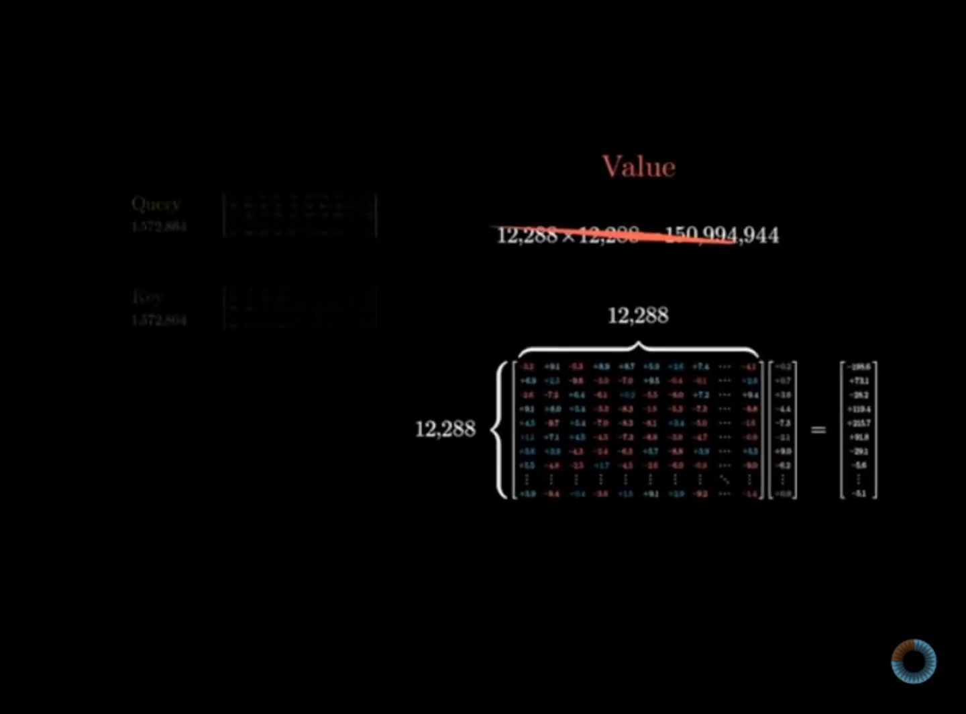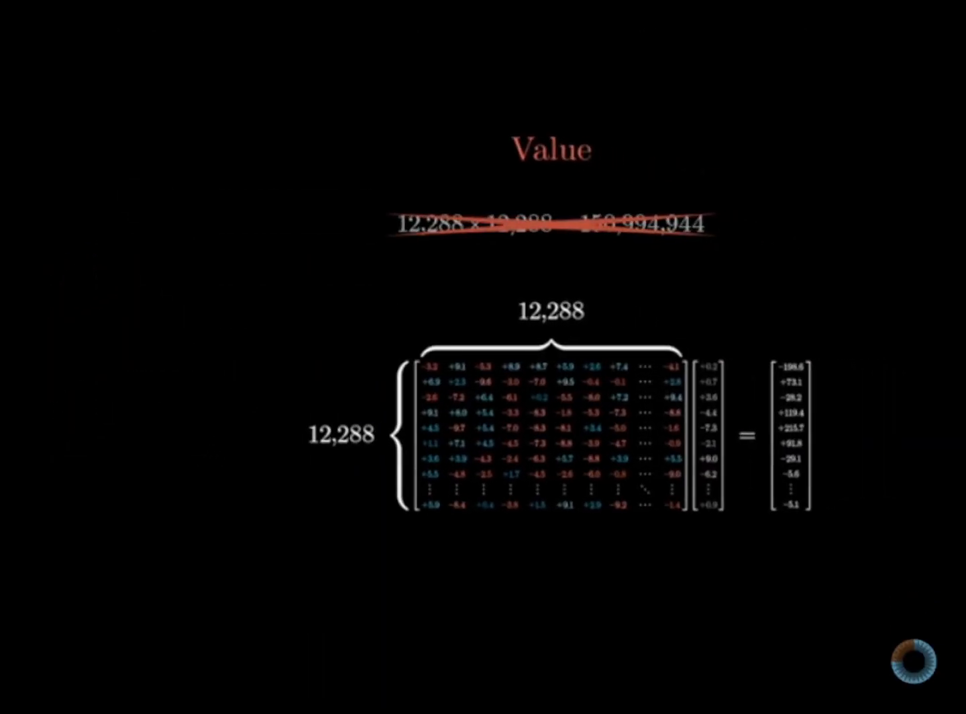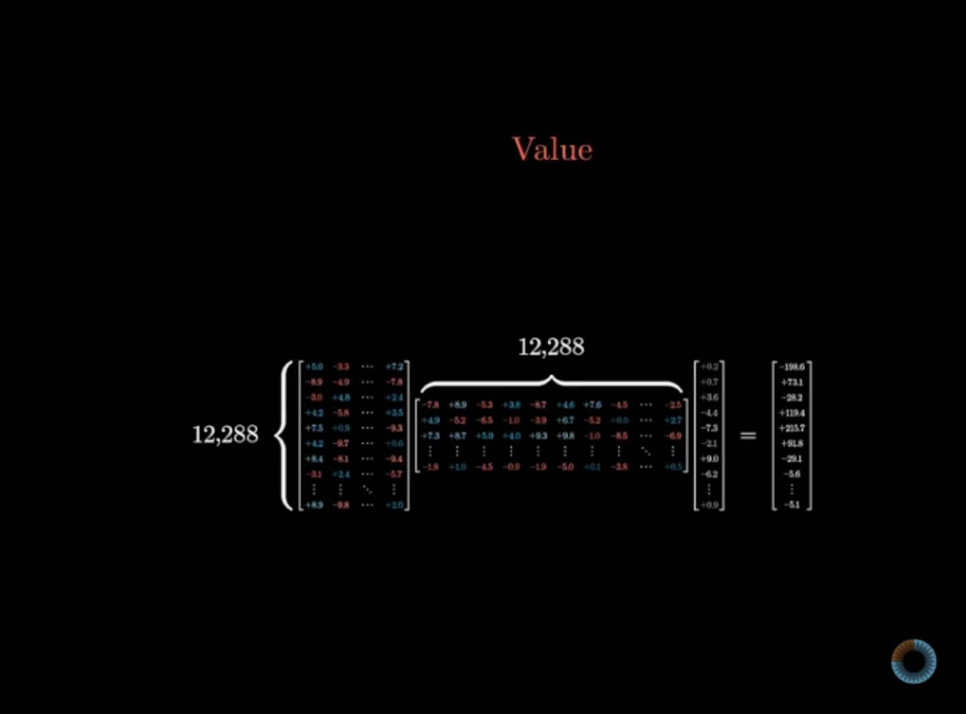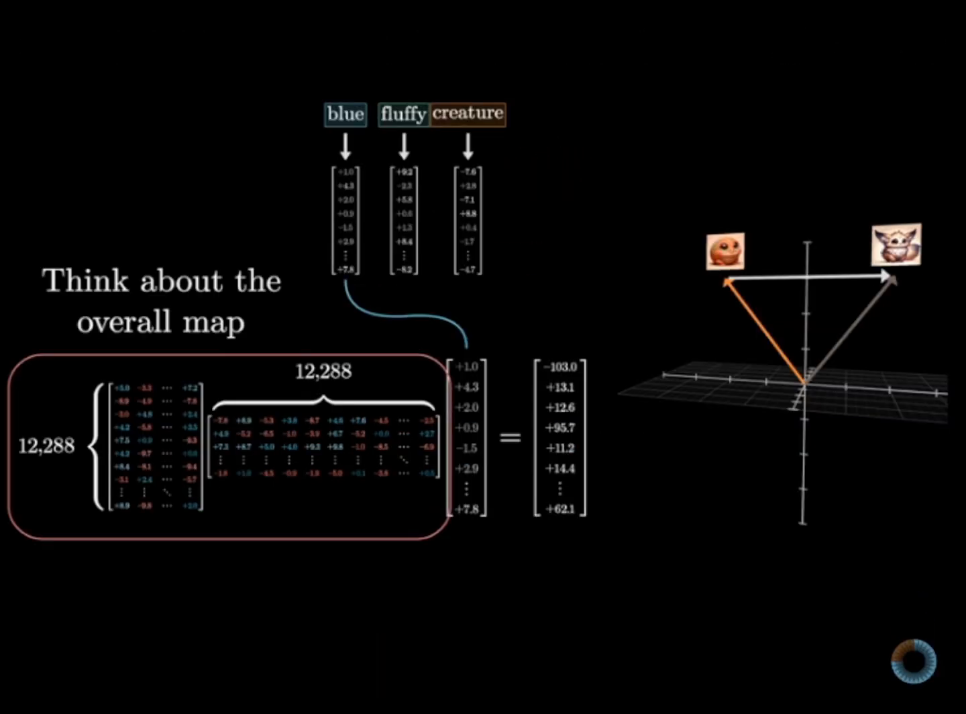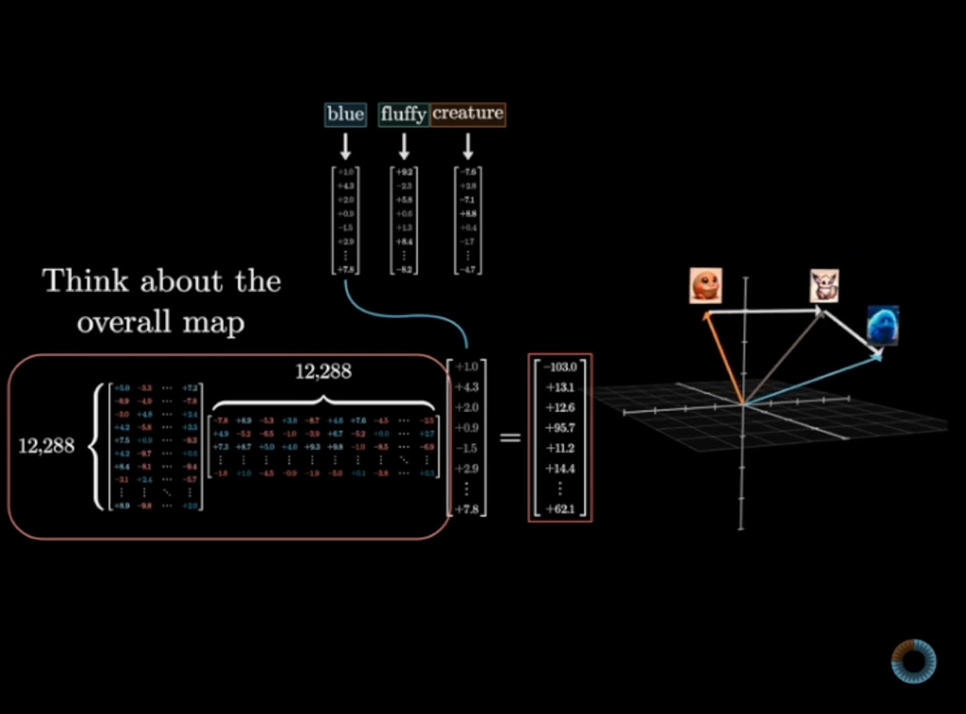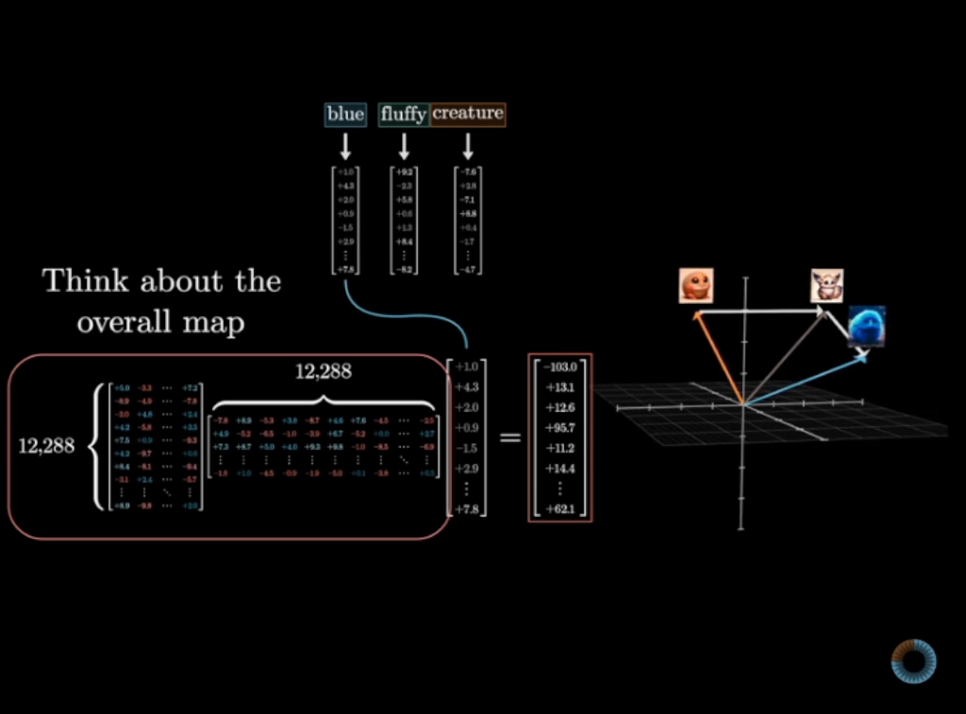The way this looks is that the value map is factored as a product of two smaller matrices. Conceptually, I would still encourage you to think about the overall linear map, one with inputs and outputs both in this larger embedding space, for example, taking the embedding of blue to this blueness direction that you would add to nouns. It's just that it's broken up into two separate steps.